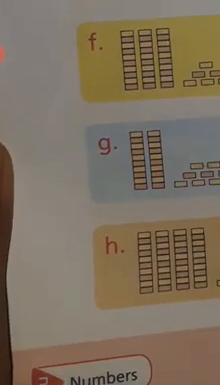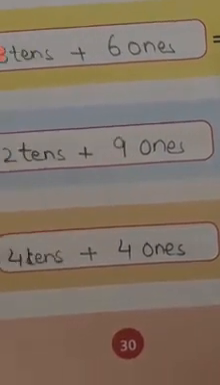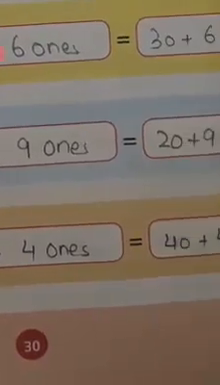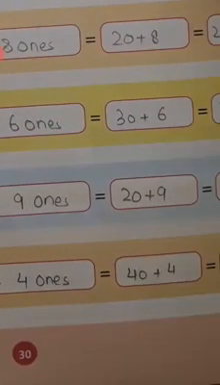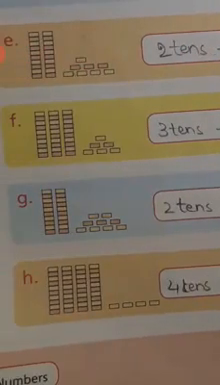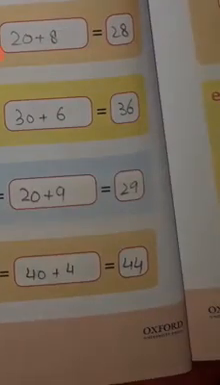So, consider it separately. There are 4 tens, 40. Look at this. 40. Then 4 ones, plus 4. Got it? Now, consider it together. 4 tens, 4 ones. 4 and 4 will become 44. If we add 4 to 40, we get the answer 44.